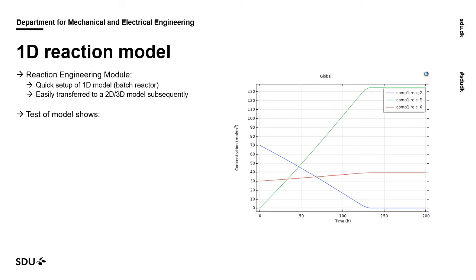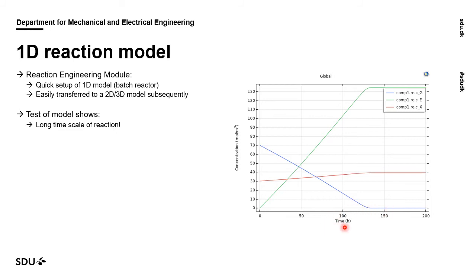So initially we start with a 1D reaction model, and we use the Reaction Engineering module of COMSOL. This allows for a very quick setup of this 1D model, so that's sort of based on a batch reactor. And then we can easily transfer this to a 2D, 3D model subsequently, which is a really nice feature of the module.